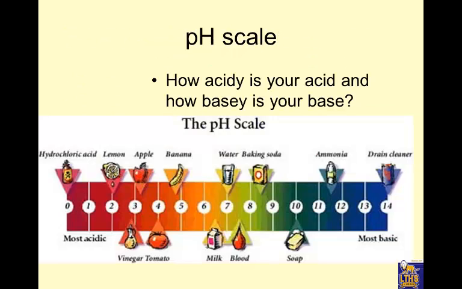Okay, so the pH scale tells us how acidy our acid is and how basey our base is, because acids and bases depend on how much H plus and OH minus are present. If there's lots of H plus, the pH is 0 to 7. If there's equal H plus and OH minus, the pH is 7. And if there's more hydroxide and less hydrogen, you're talking basic solutions.